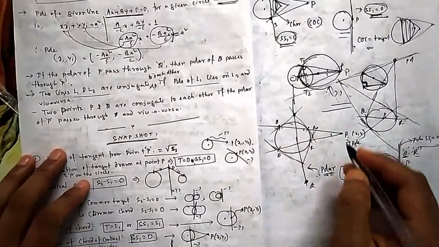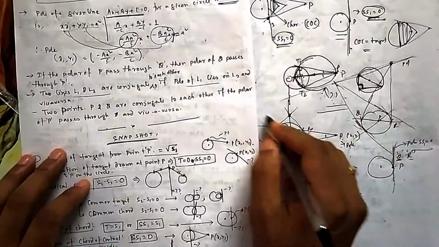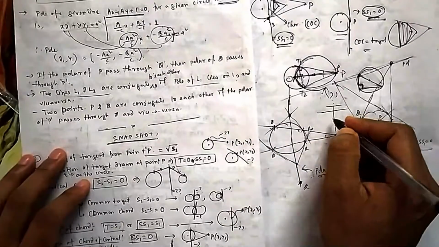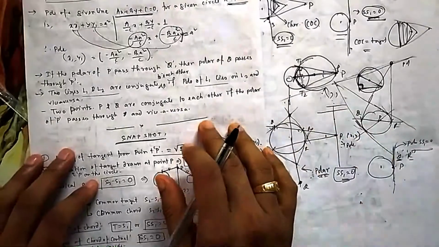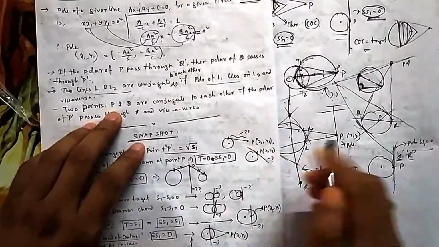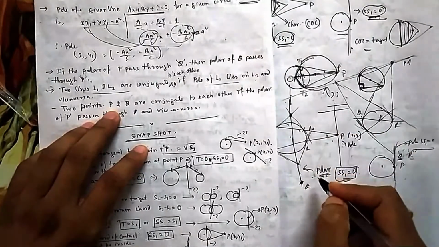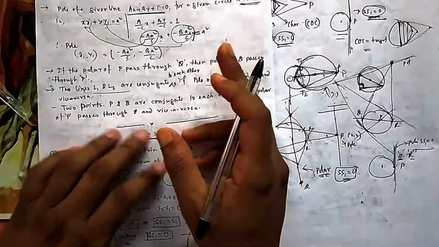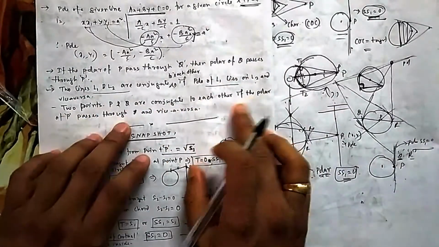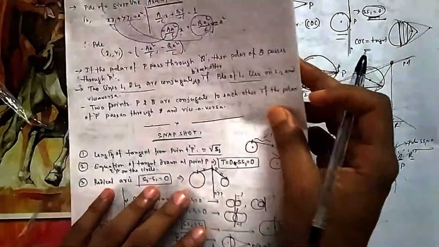So suppose you have two lines, this line and another line. The pole of this line is here and the pole of the other line is on this line, and the pole of this line will be on the other line. So they are conjugate to each other. Similarly, points will also be conjugate if the polar of this passes through this and the polar of this passes through this. Polar is a line, pole is a point, you have to be very clear about that. So points P and Q, if the polar of P passes through Q and the polar of Q passes through P, then they are conjugate to each other.